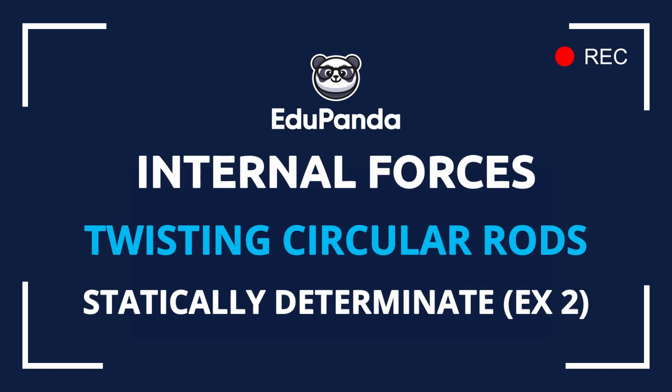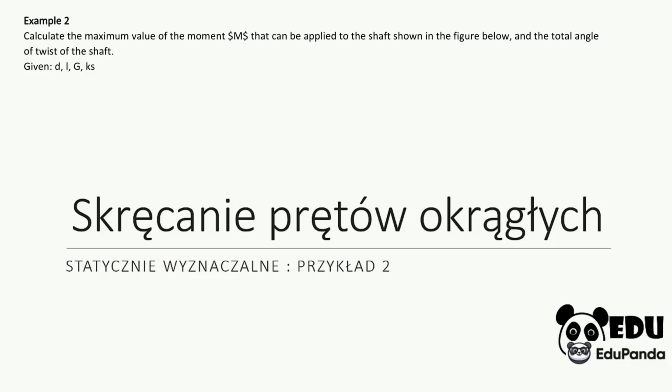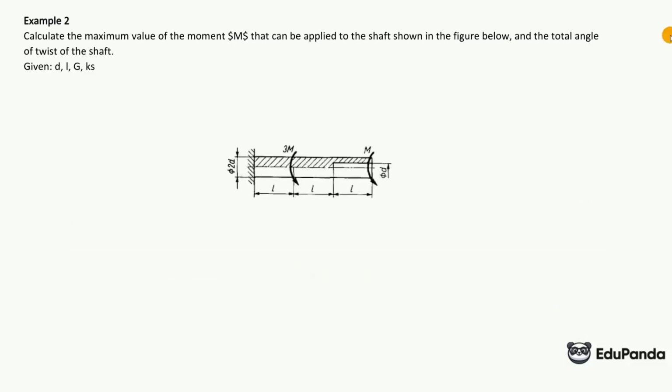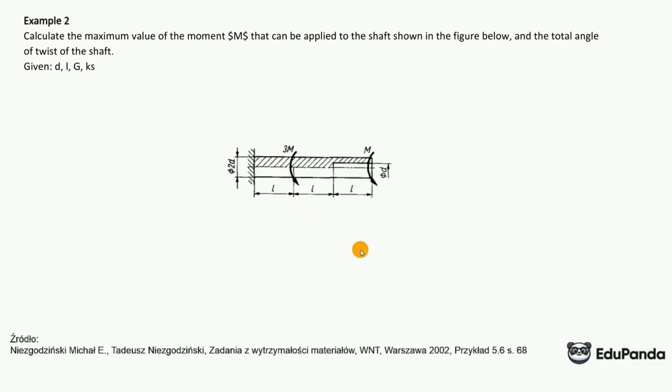Hi, welcome. Today we'll continue with twisting round bars, the second statically determinate example. Today we'll work a bit on the symbols. We need to calculate the maximum value of moment M that can load the shaft shown in the figure below and the total angle of twist of the shaft. Here we only have the symbols d, l, meaning diameter, segment length, Kirchhoff's modulus, and torsional strength.